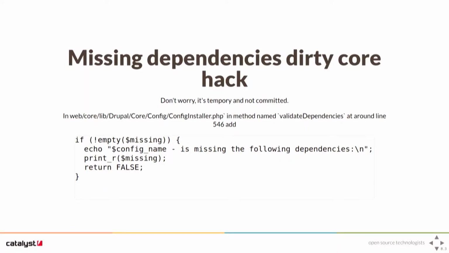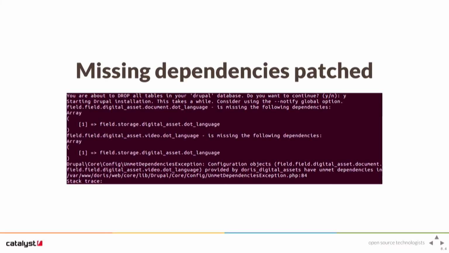So after a bit of hunting around, I had this little tiny core hack on my dev environment. It's a core hack, yes, but I don't commit it. So you just put this in, and then when you go and run the site install, it dumps out and it tells you what the missing dependencies are. That's all it does. It just made my life a lot easier. And it's nice with Composer now because you haven't got core committed anyway. And you can see that I forgot to export the field storage in this case. Go and do that as well.